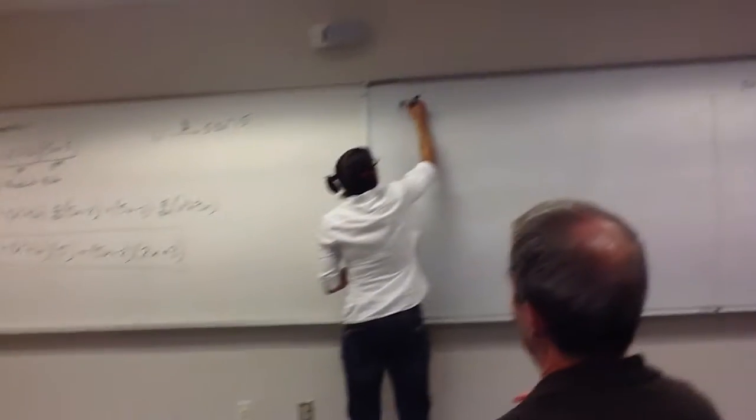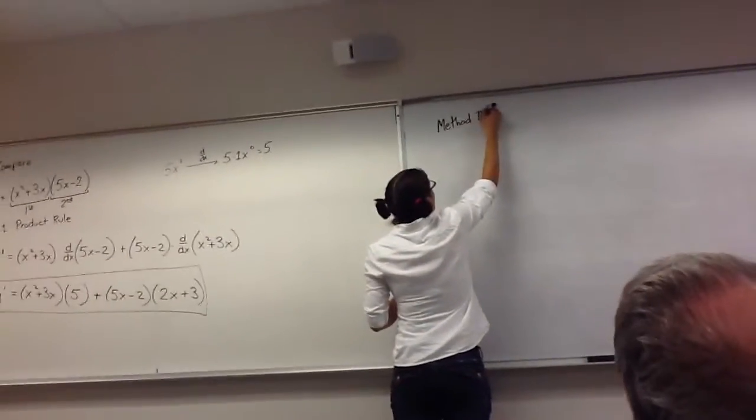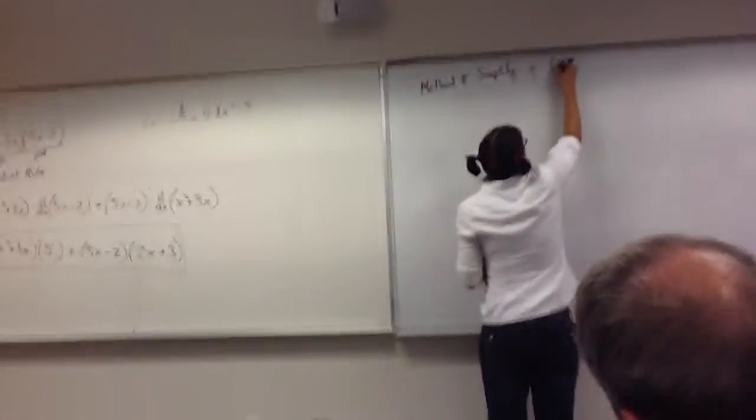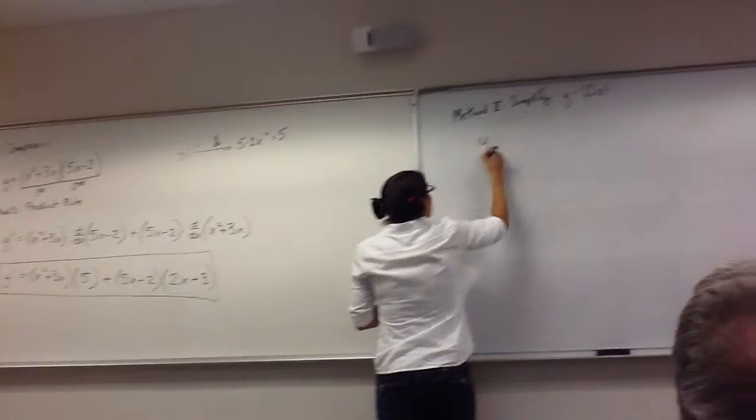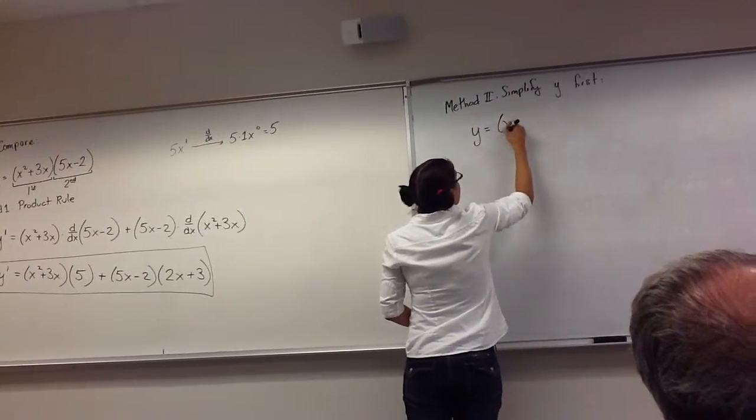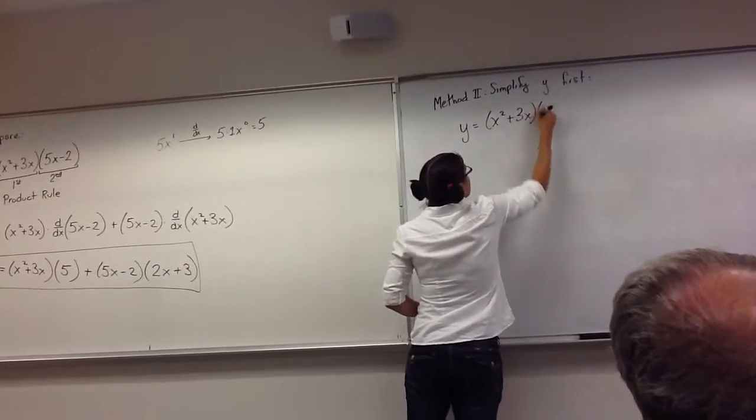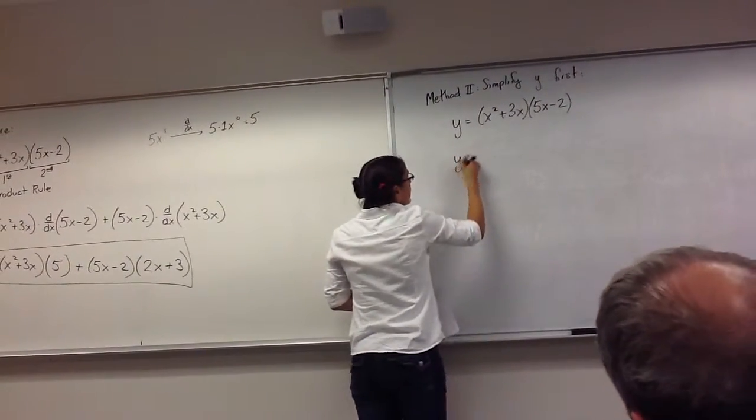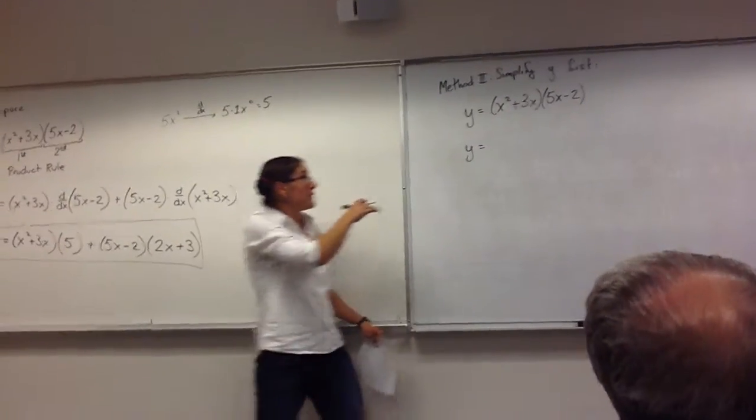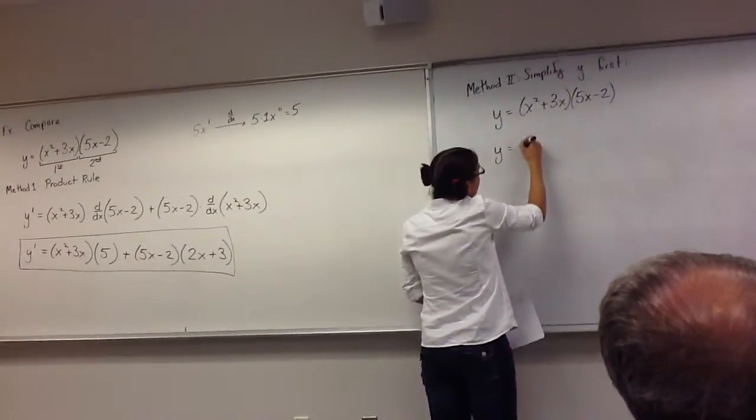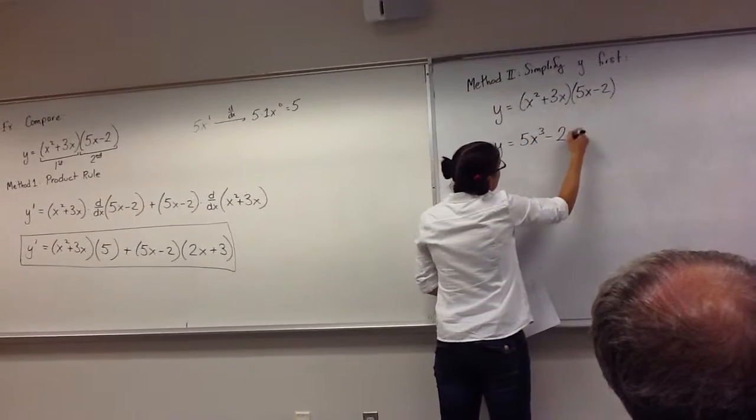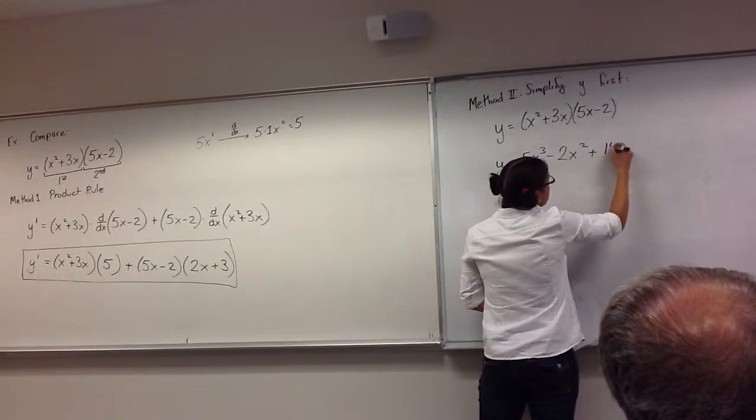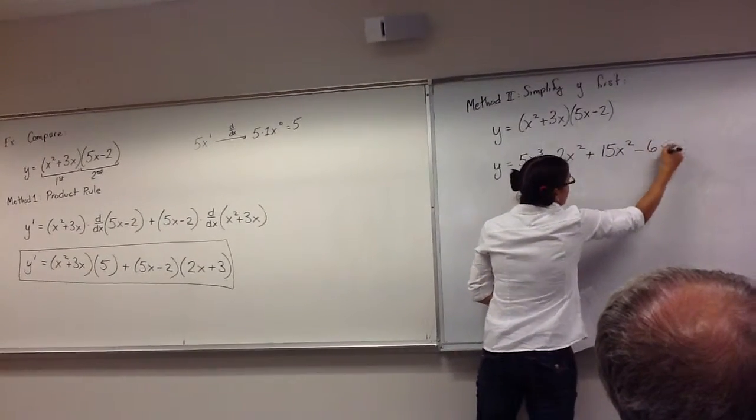So method 2 is to simplify our function y first. So y was originally x squared plus 3x times 5x minus 2. And so we can expand this all out and then simplify some terms. So I can distribute this x squared, so I've got 5x to the third minus 2x squared. And then 3x times 5x gives me 15x squared minus 6x.